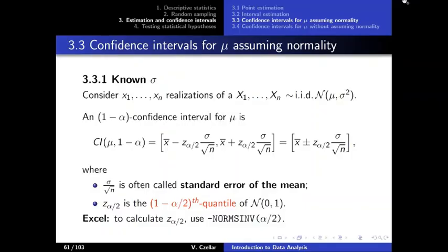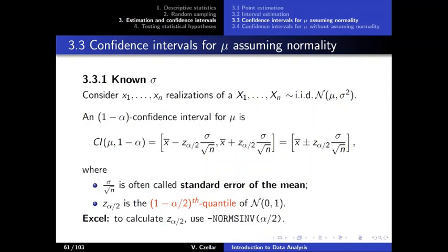Hi there, and thank you for watching my video on confidence intervals for the mean, assuming normality. How to do it when sigma is known, when sigma is unknown, with or without Excel. Let's get to work. So how can we construct confidence intervals for the mean, assuming normality?